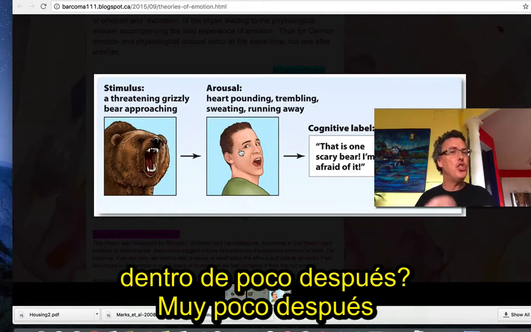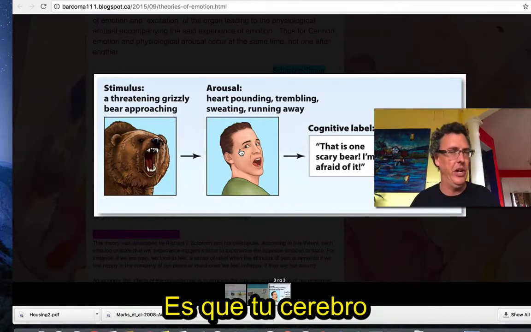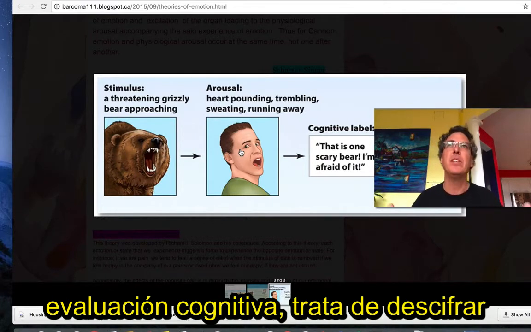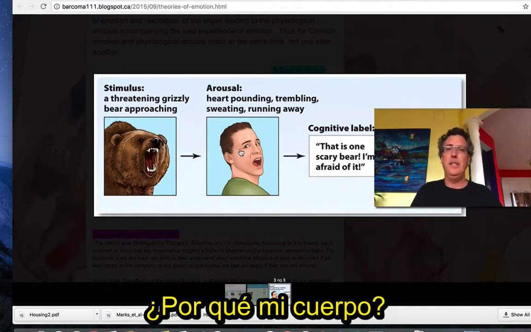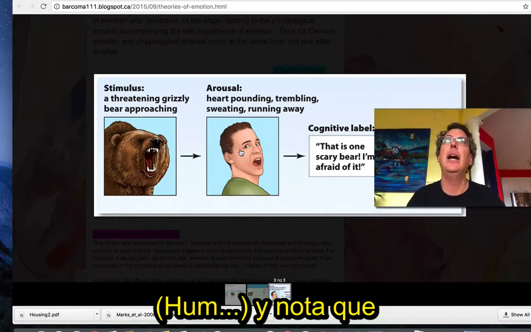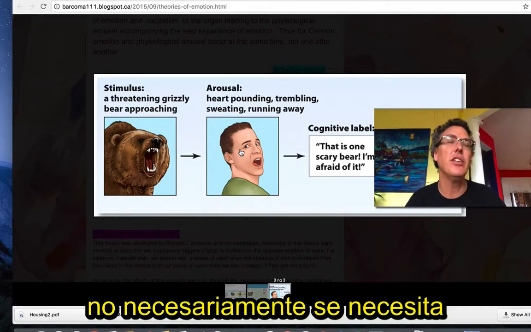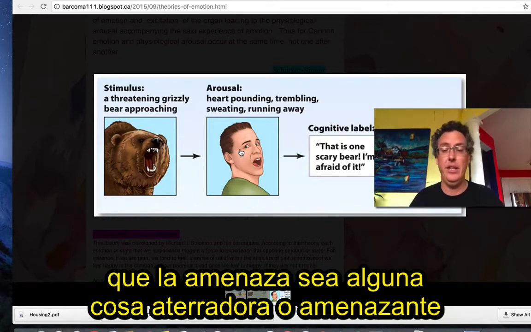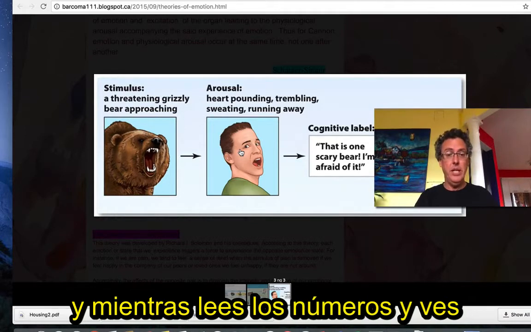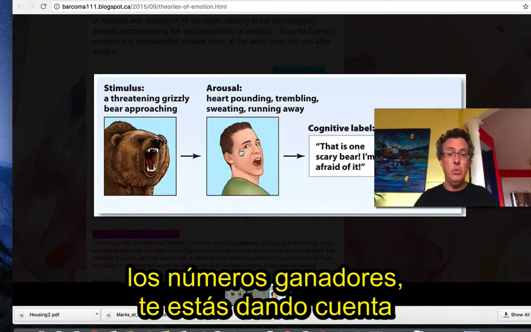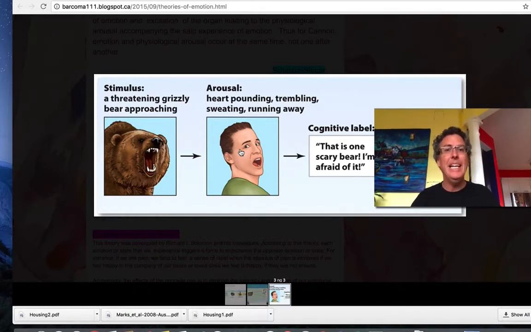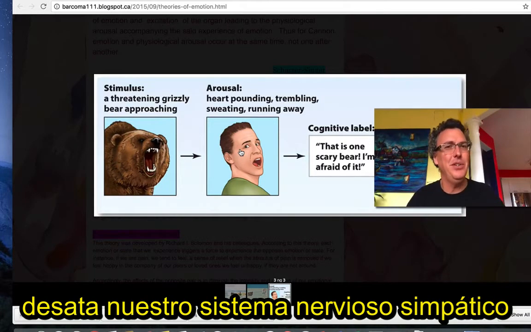But what happens very shortly thereafter is your brain starts to do what we call cognitive appraisal. It tries to figure out, what is it that triggered my body to be like this? And notice that it need not always be a scary or threatening thing. You might have a lottery ticket and be reading the numbers, and as you see the winning numbers, you realize, I've won the lottery. This also kicks in our sympathetic nervous system.